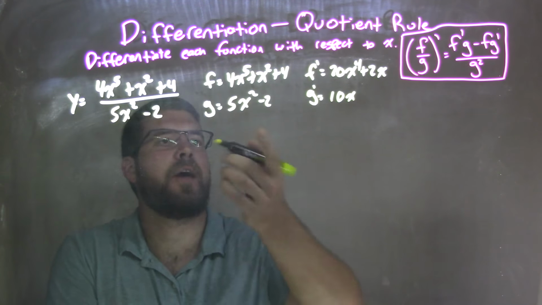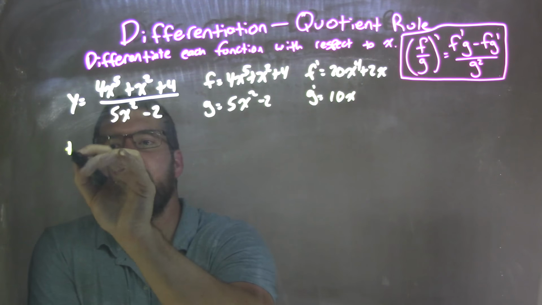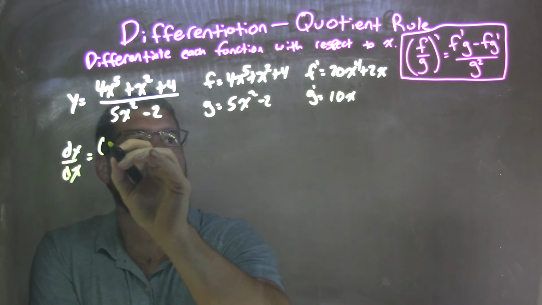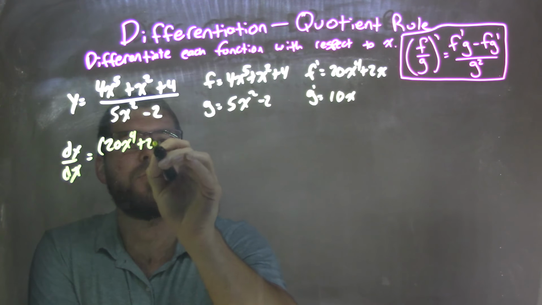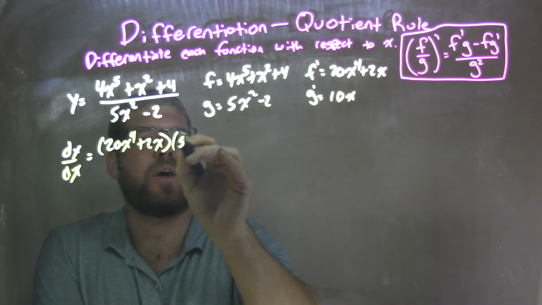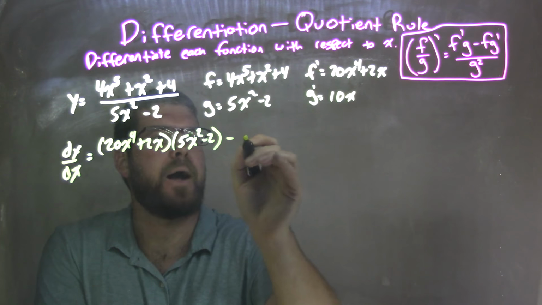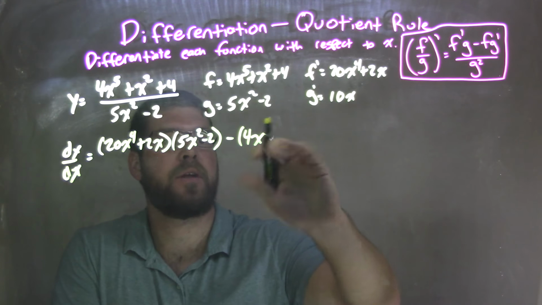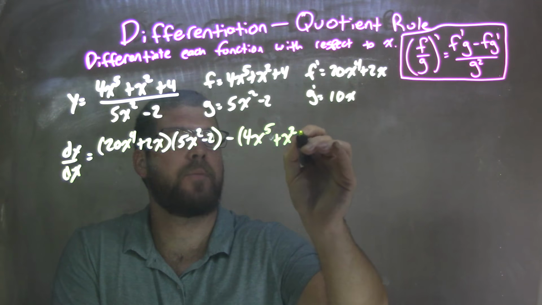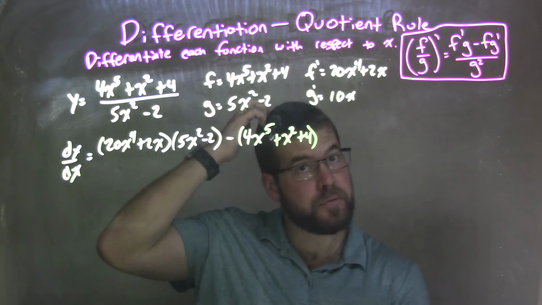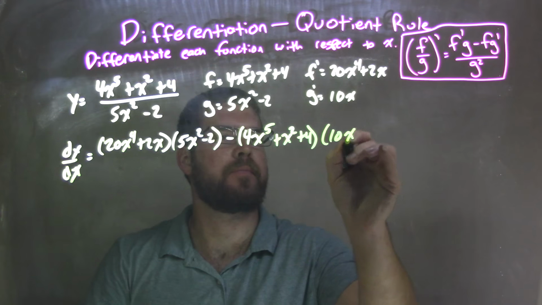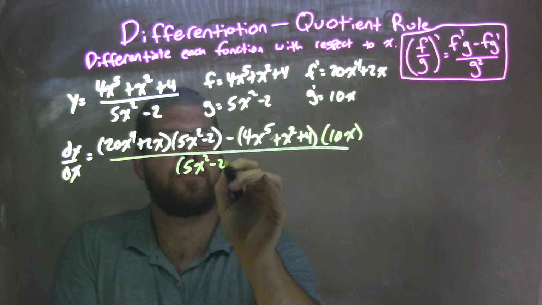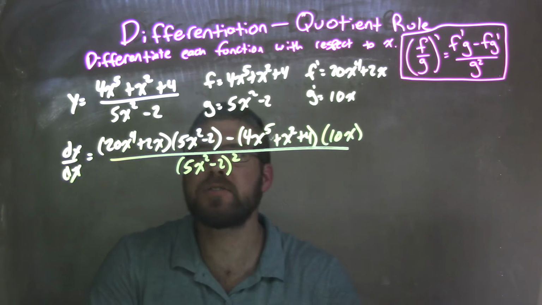So then from there, I'm going to find now my derivative, dy dx, and I'll apply my quotient rule. f prime, writing first, 20x to the fourth plus 2x times g, which is 5x squared minus 2, minus f, which is 4x to the fifth power plus x squared plus 4, times g prime, which is just 10x, all over g squared, (5x squared minus 2) all squared. So now let's go simplify.